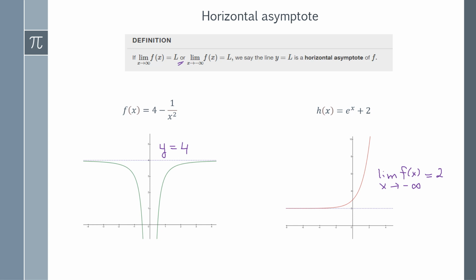But we still have a horizontal asymptote, and that asymptote is y equals 2 for this particular example. I just wanted to show you two examples where the limit connection is somewhat different. For the first example, the two limits exist. For the second example, only one of the limits exists, and we still have a horizontal asymptote.